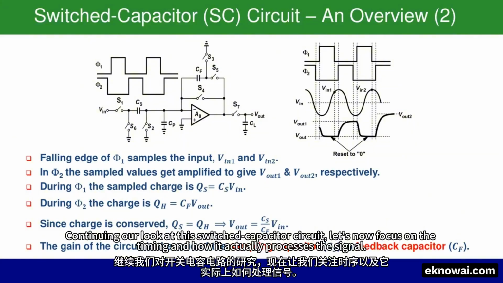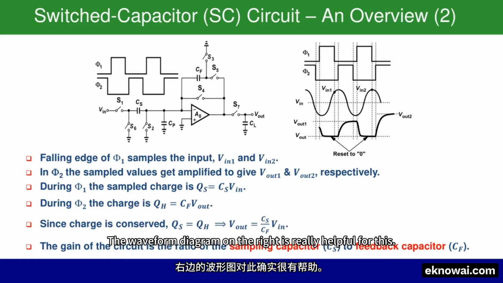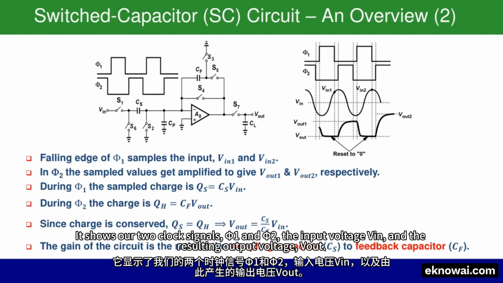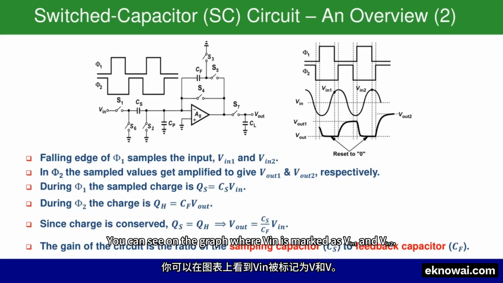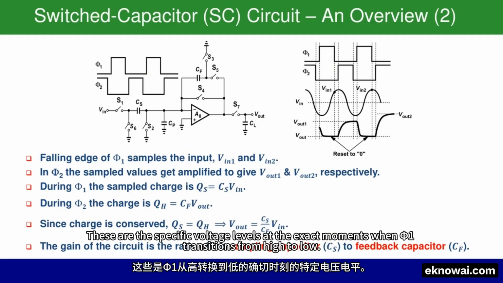Continuing our look at this switched capacitor circuit, let's now focus on the timing and how it actually processes the signal. The waveform diagram on the right is really helpful for this. It shows our two clock signals, phi1 and phi2, the input voltage Vin, and the resulting output voltage, Vout. The first crucial point here is that the circuit samples the input voltage right at the falling edge of the phi1 clock signal. You can see on the graph where Vin is marked as V1 and V2. These are the specific voltage levels at the exact moments when phi1 transitions from high to low.